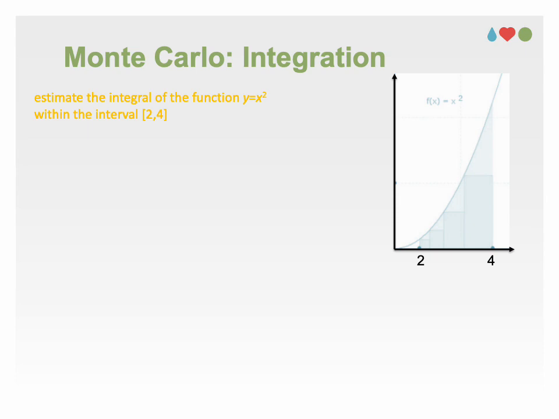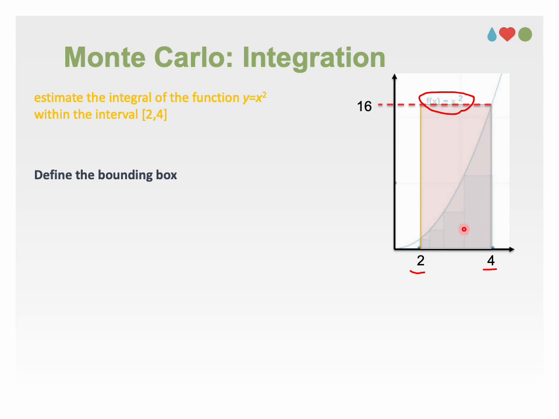Let us start our second example, in which we aim to use the Monte Carlo method to estimate the integral of the function y equals x squared within the interval 2 and 4, as shown in this figure. I try to follow the same steps as I did in the first example. I first define the bounding box as shown here. That is a rectangle containing the area of interest.